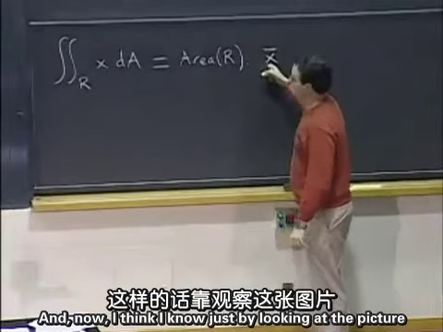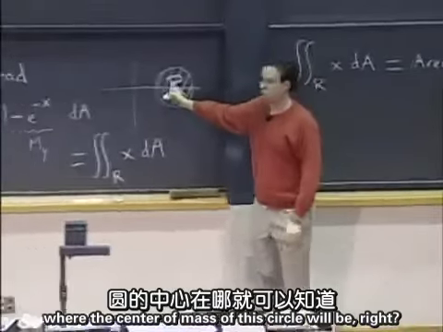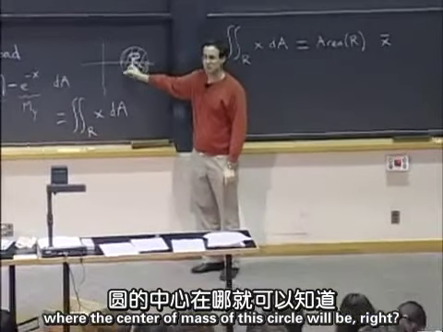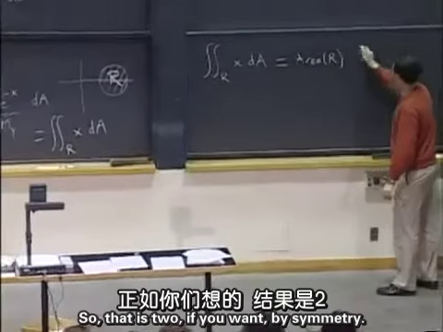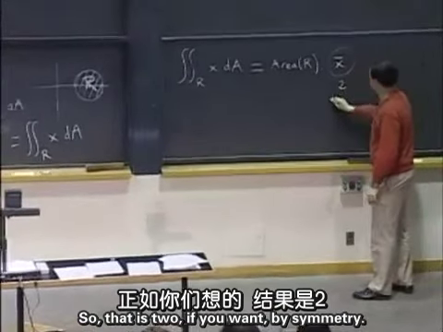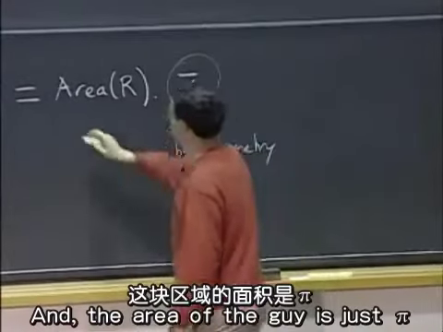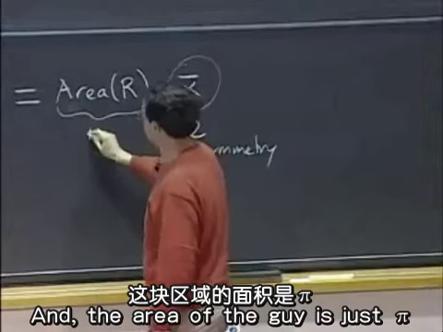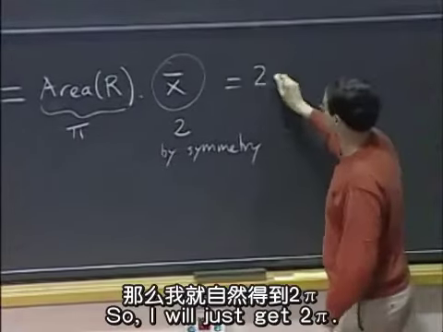And now I think I know, just by looking at the picture, where the center of mass of this circle will be, right? I mean, it will be right in the middle. So that is 2, if you want, by symmetry. And the area of this guy is just pi because it's a disk of radius 1. So I will just get 2 pi.